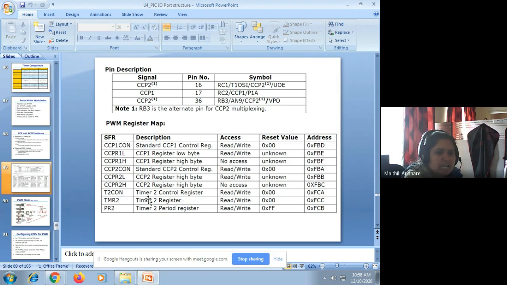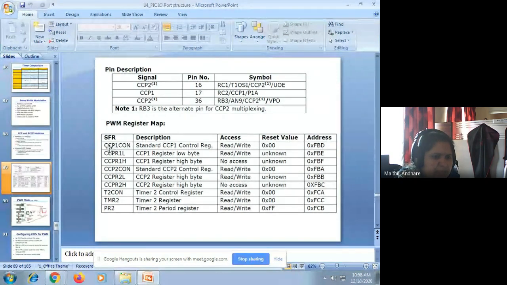So CCP stands for compare, capture and PWM. Compare means comparing two quantities. Capture means capturing any event from the sensor, capturing any event from the input devices. And PWM can be generated to control the speed of a motor or control the intensity of light. So that is the feature of PWM. So we'll see the feature of PWM.